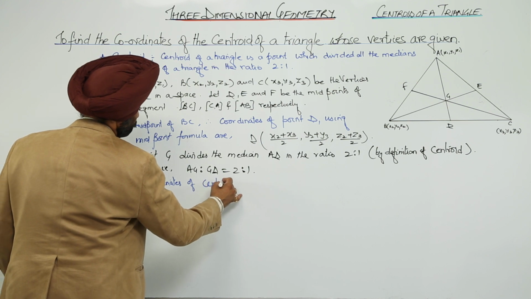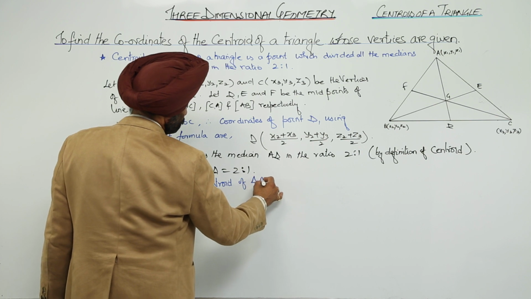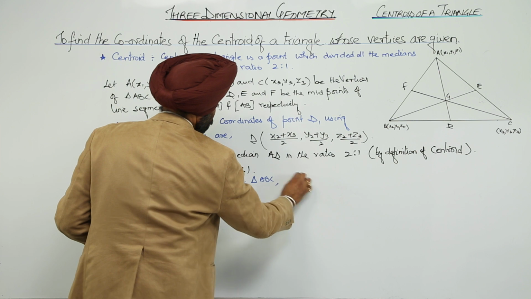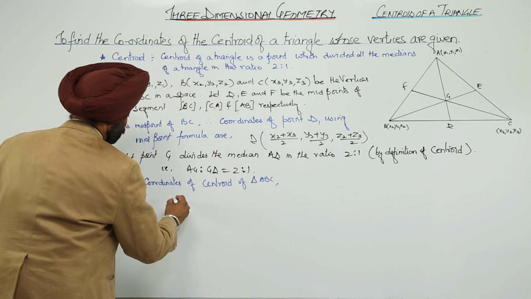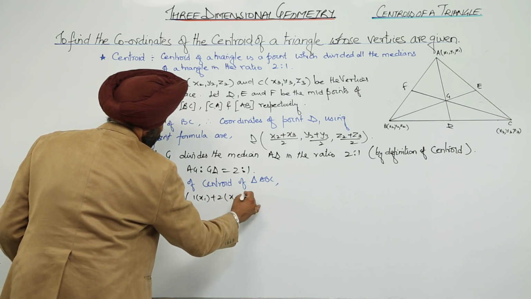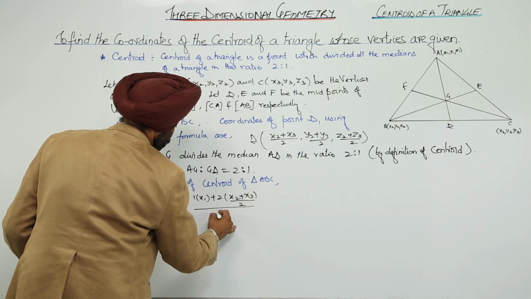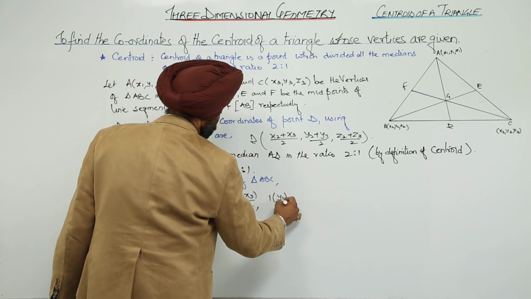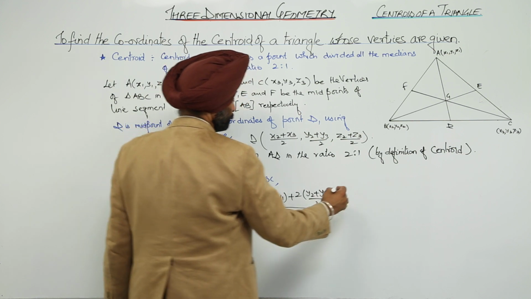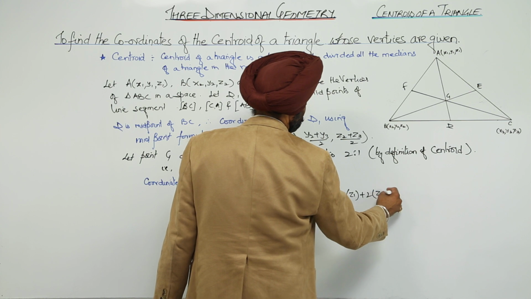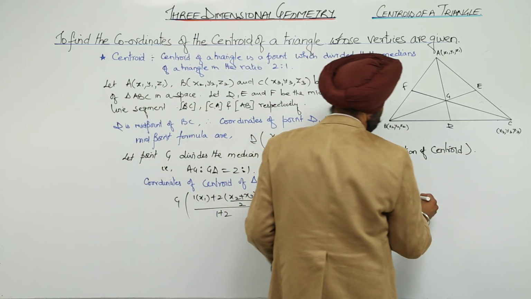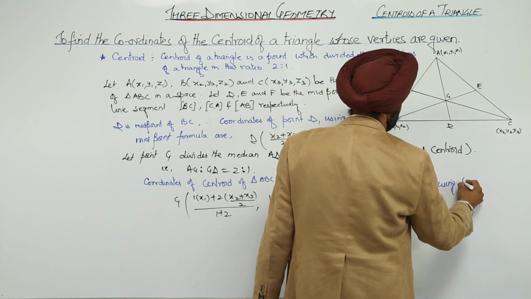Now the coordinates of centroid of triangle ABC, we are having G, using the section formula: (1·x1 + 2·(x2 + x3)/2) upon (1 + 2), and similarly for y, (y2 + y3) upon (1 + 2).